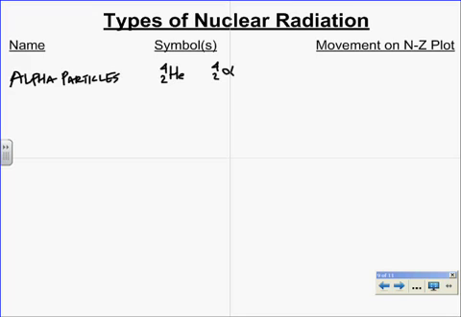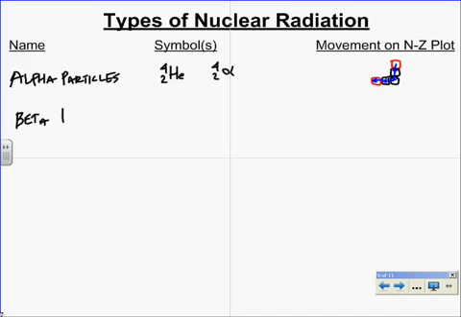Okay. And if you think about the NZ plot, we have neutrons along the up and down axis and protons along the left and right axis. If we start off in this square right here and we give off an alpha particle, that means we are losing two neutrons. So we're going to go down 2 squares on the NZ plot, and we're also losing two protons, so we're going to go left 2 squares. So it's down 2 and left 2. On the NZ plot, an isotope that gives off an alpha particle goes down 2 squares and to the left 2 squares.